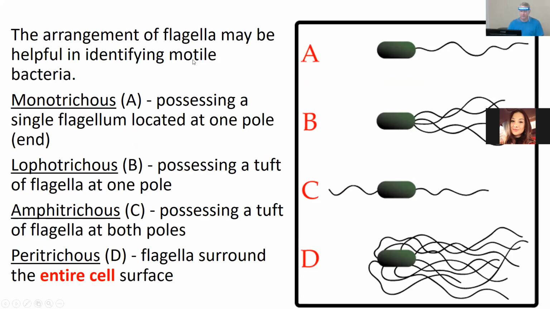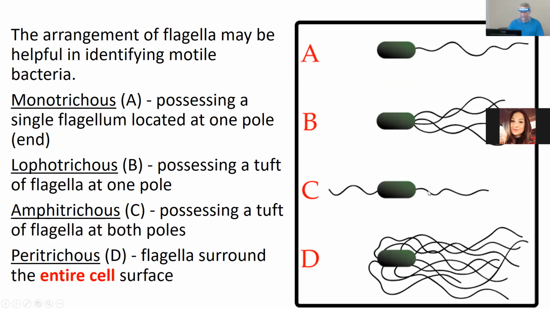We have different types of flagella. We have a monotrichous, which possesses a singular flagellum, A here. We have a lophotrichous, which possesses a tuft of flagella at one pole. We have an amphitrichous, like ambidextrous, I guess the way you can look at it.